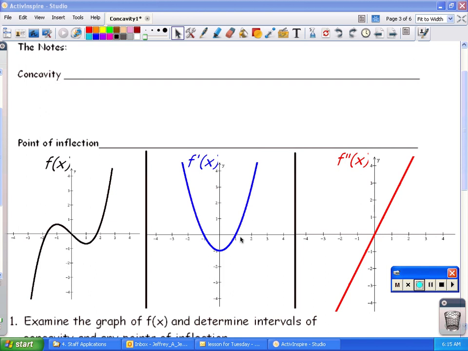The purpose of this video is to look at the second derivative and determine what the second derivative tells us about an original function, and in particular the concavity. So let's begin by defining concavity. Concavity refers to the curvature of a function.